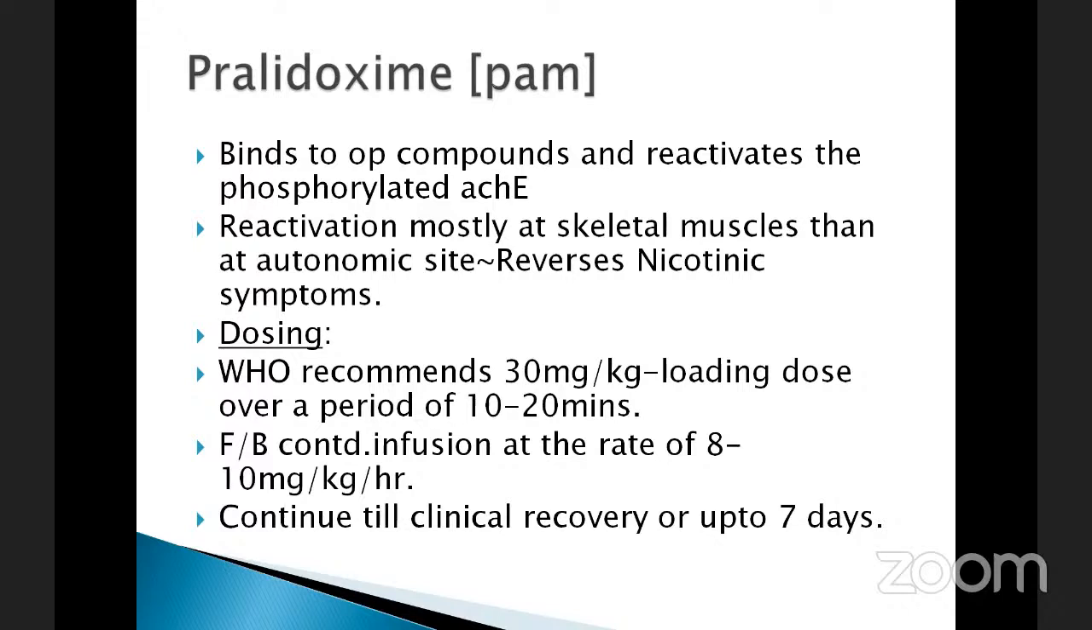Shankar, what types of organophosphorus compounds are available? How many types? And as Mohan sir asked, which one is likely to cause intermediate syndrome?